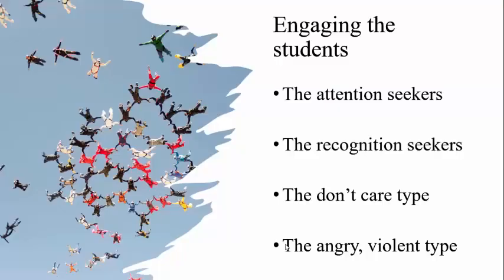How to engage the students? This is after you have established authority. And this engaging the students also becomes a part of establishing authority. There are different types of students. There are the attention seekers. There are the recognition seekers. The don't care type, the angry, violent type.